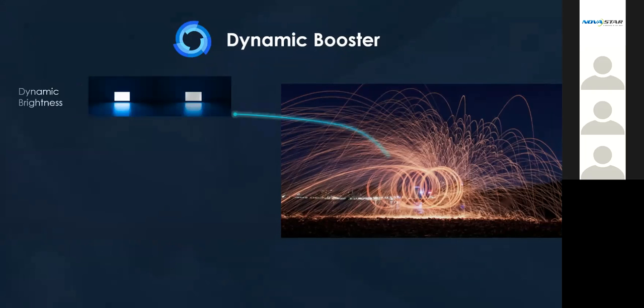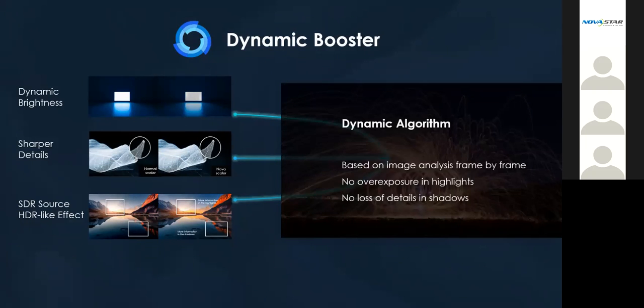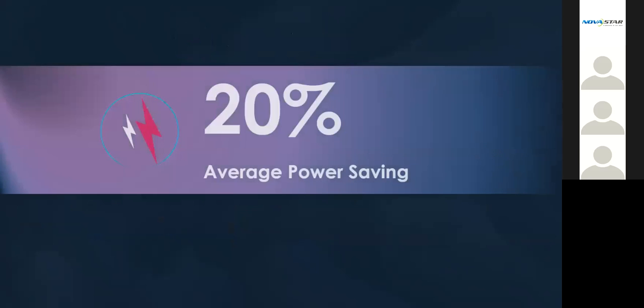With dynamic booster, the brightness and details can be adjusted to the ideal level. This way, even HDR source can present HDR-like effect. All of these changes are realized through our dynamic algorithm, which is based on image analysis frame by frame. So there is no overexposure in highlights, no loss of details in shadows. In addition to that, it can also help reduce the power consumption of LED displays by roughly 20%.